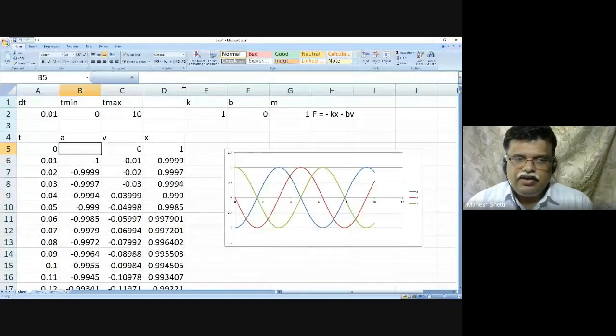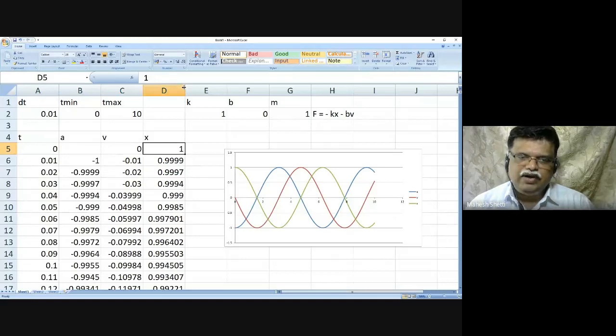At t equal to 0, velocity and displacement, 2 initial conditions are given. Why 2 initial conditions? It is a second order differential equation. You will need 2 constants of integration if you want to get a solution, and those 2 constants of integration are the initial conditions here. What is the value of x at t equal to 0? What is the value of x dot, which is velocity, at t equal to 0?